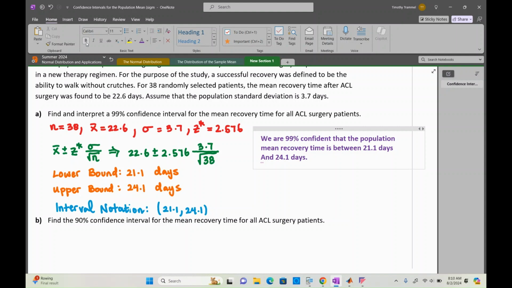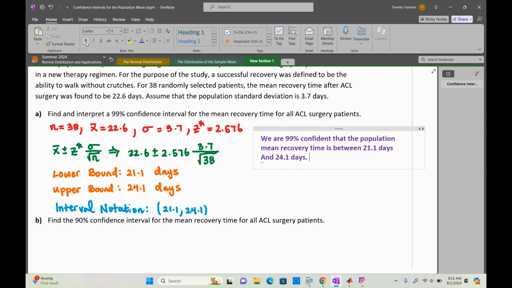Okay. And again, what this really means is that if we were to continue getting samples and recording sample means and then creating confidence intervals of 99% confidence, well, 99% of those will contain the population mean. Okay, so we could again have one of the lucky 99%, but we also could have one of the unlucky 1%.